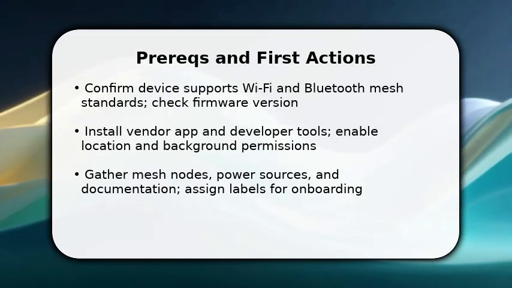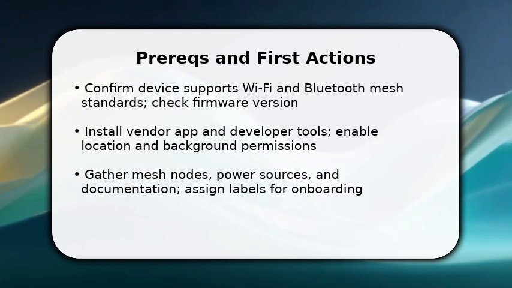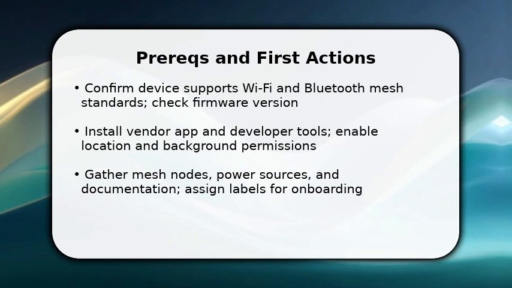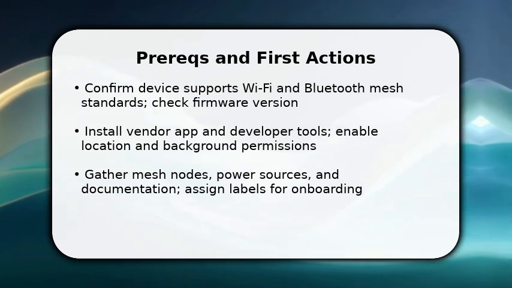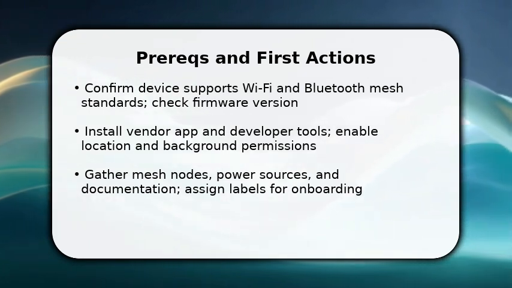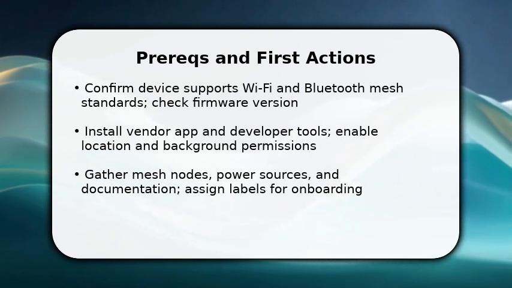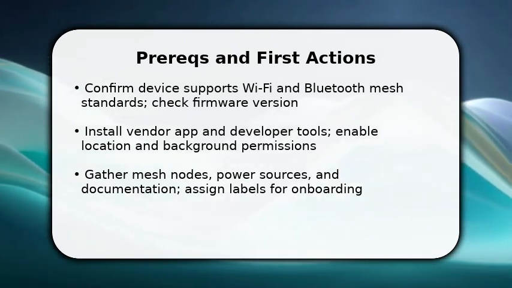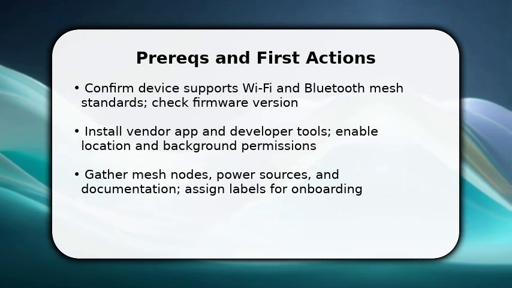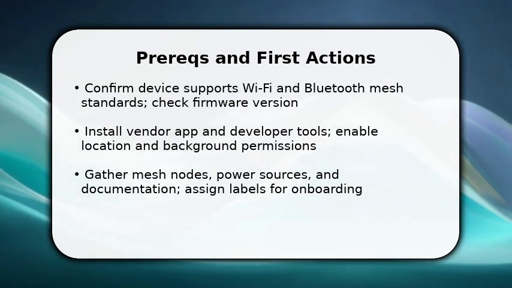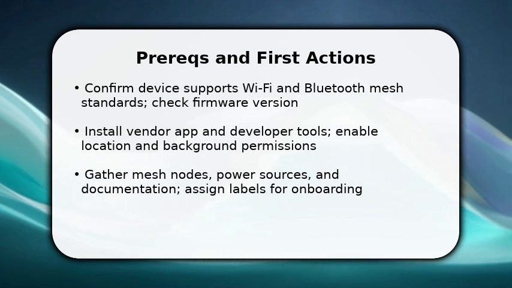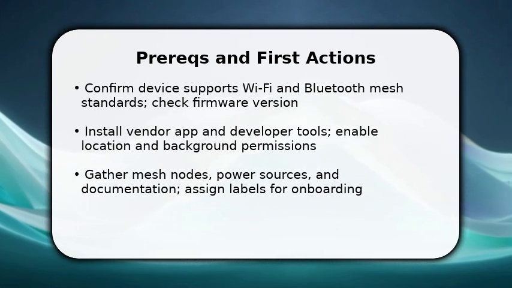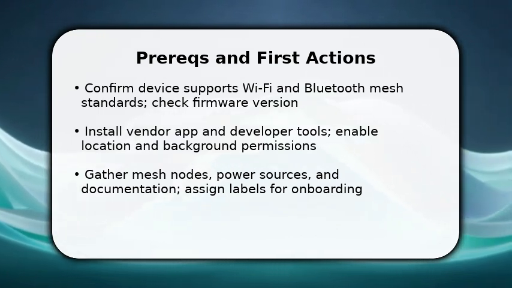You start by verifying support and preparing devices. Check that the phone and nodes support Wi-Fi or Bluetooth mesh and that firmware is current. Once done, install the official mesh app and any required developer tools, then enable location and background permissions so discovery works reliably. Next, power and place nodes near each other and assign simple labels for onboarding. These steps get you from zero to ready so you can begin secure provisioning without interrupting later steps.